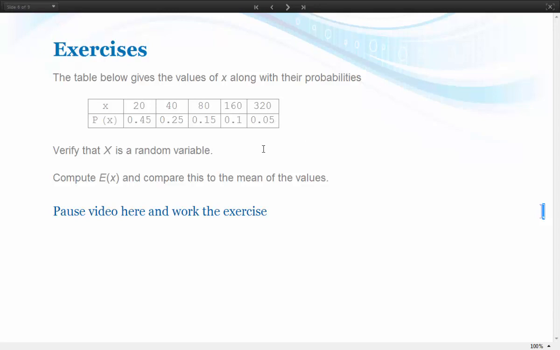So your task is to first verify that this defines a valid random variable, and then compute the expected value of the random variable and compare that to just the average of the numerical values that it takes on. So please pause the video here, work this exercise.